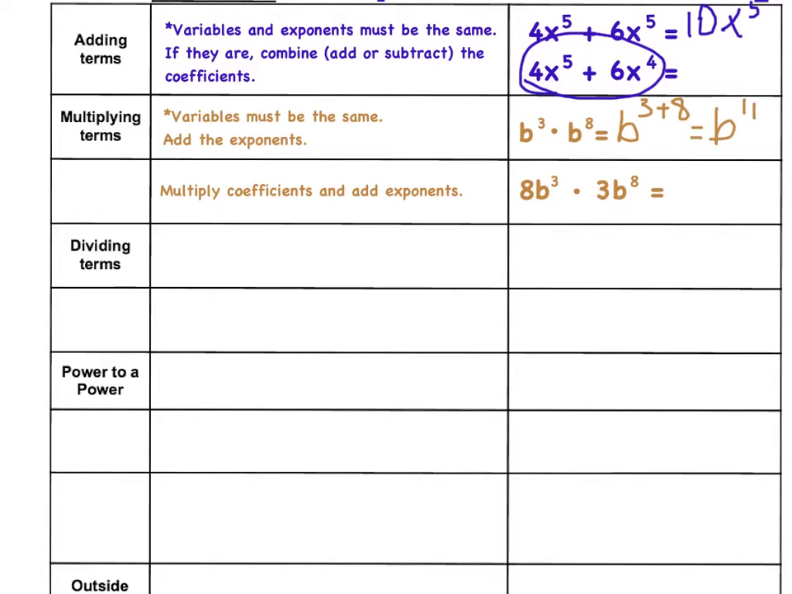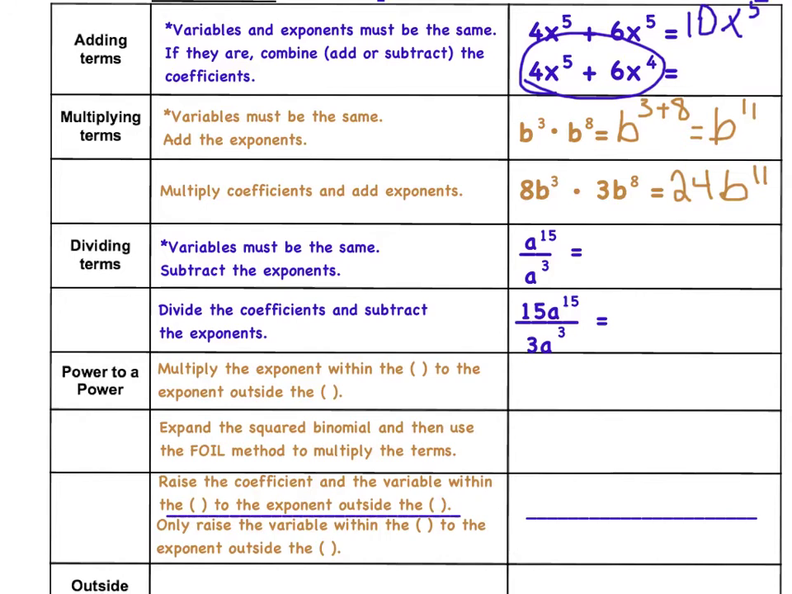Now, if there are coefficients in front of the variables, all you do is multiply those coefficients, and then you would continue to add the exponents, just like we did in the example above. So what I have is 8 times 3, which is 24, and then b to the third times b to the 8th is b to the 11th. So my answer would be 24b to the 11th.